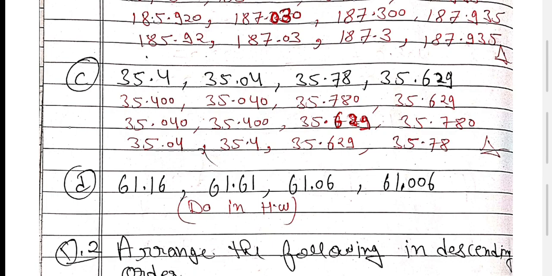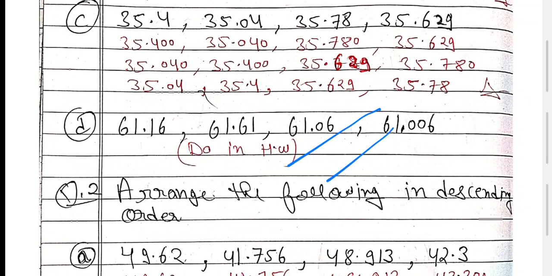Now after writing the original numbers: this was made from this number; 400 was made from what? Sorry, 040 was made from what? This number right here. 400 was made with the help of this number, this was made from this, and this was made from this. So your answer is this one only. Similarly, the D part you have to do by yourself as homework.